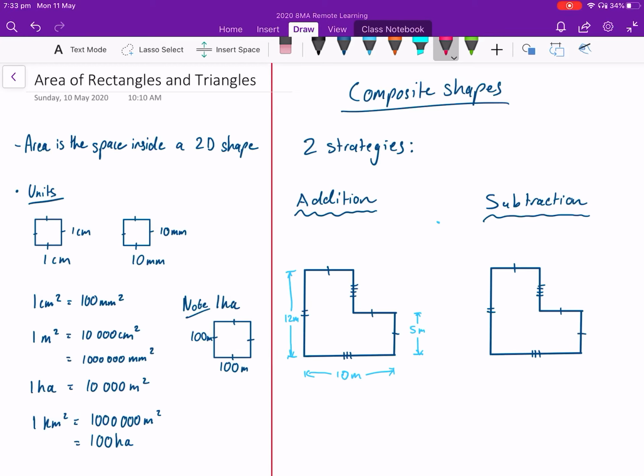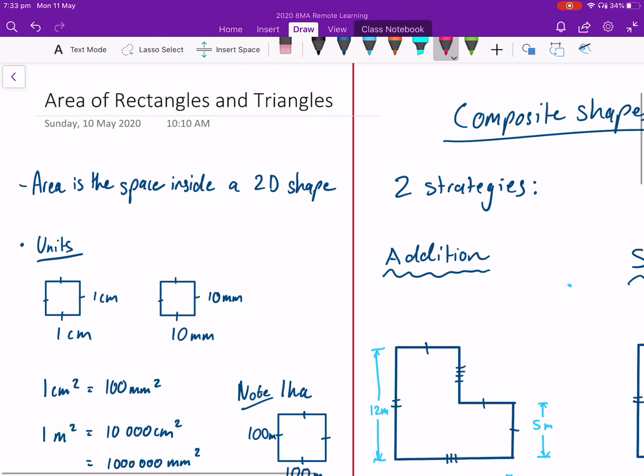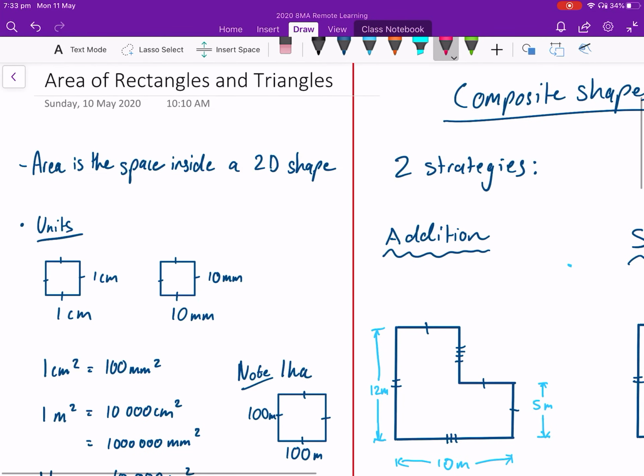Hello. Today we're going to have a look at the area of rectangles and triangles, and then we're going to move over here to the right and have a look at composite shapes. So let's start off with just a definition of area. Now this is an informal definition. It's just that area is the space inside a 2D shape.